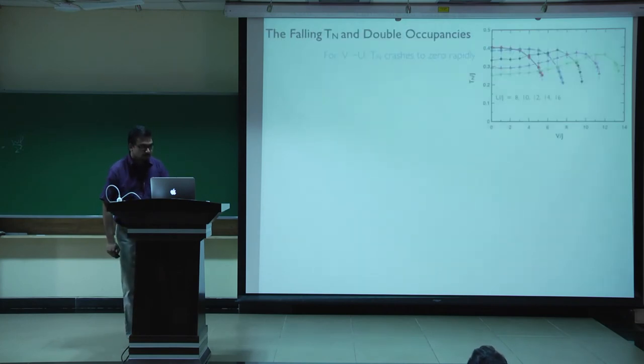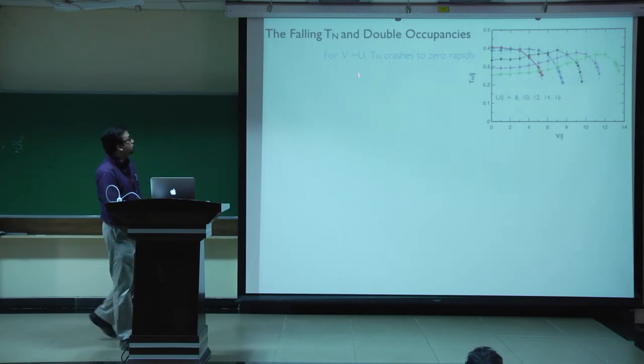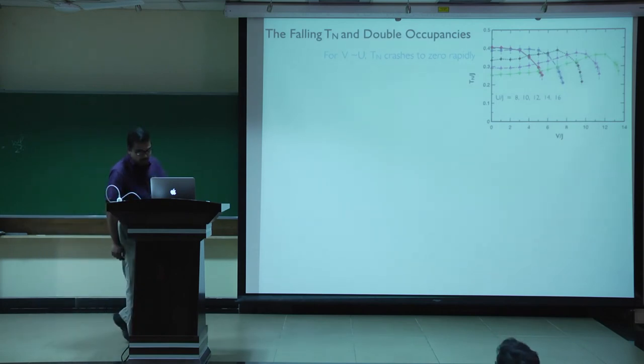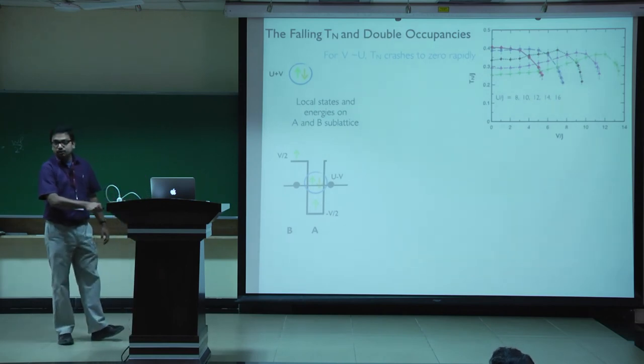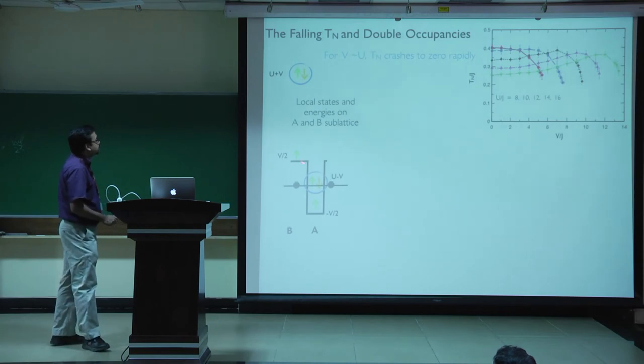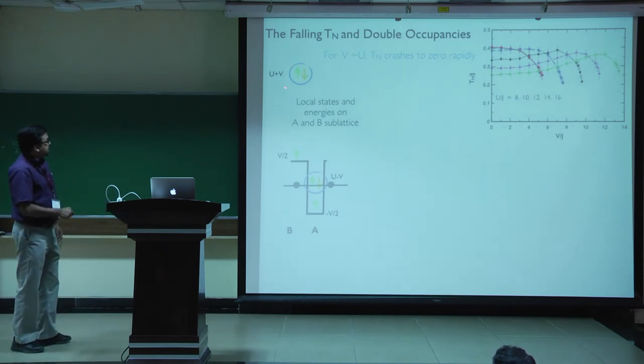What about the falling T_N? How does it go? That has to do with double occupancies. Now, for V of the order of U, you see the T_N actually starts crashing to zero very rapidly. We can't look at it here due to inherent problems of QMC-based algorithms. You can't go to very low temperature. But here is how it's happening.